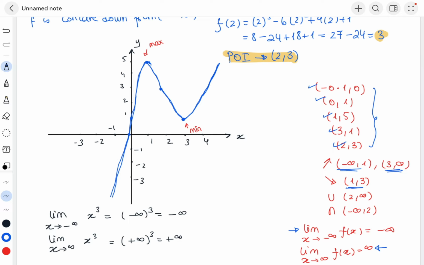Okay, now, as we can see, we have it increasing from negative infinity to 1 and from 3 to infinity and decreasing from 1 to 3. Now, to see the concavity, before 2, we had it concave down, which created a maximum. And after 2, we had it concave up, which gives us a minimum.